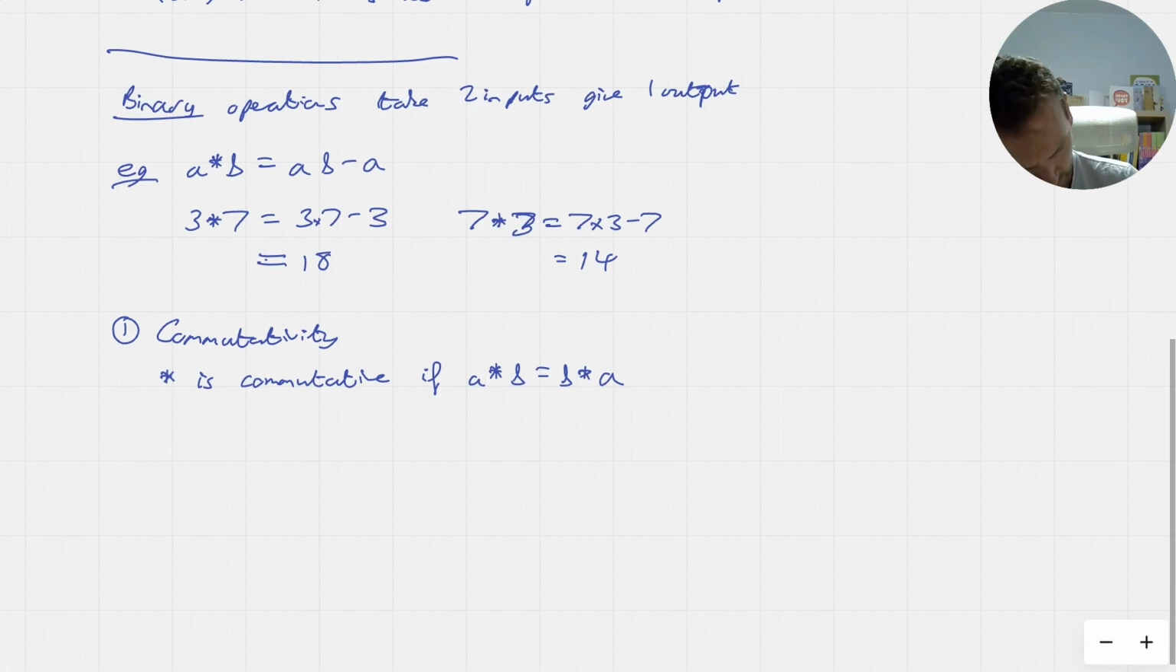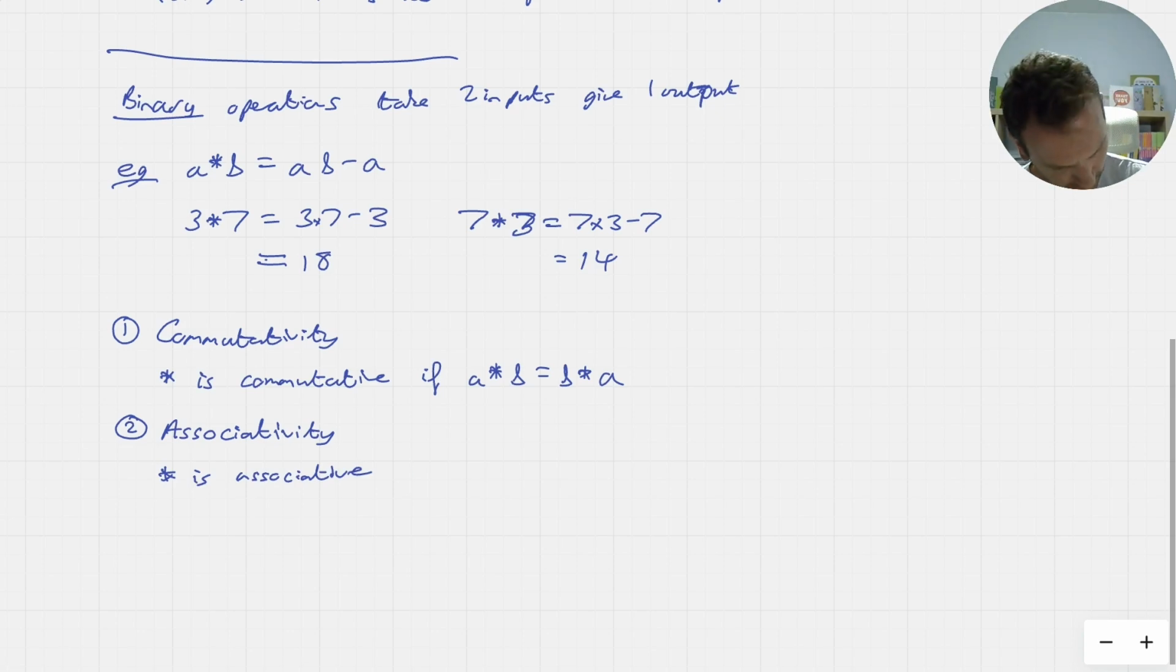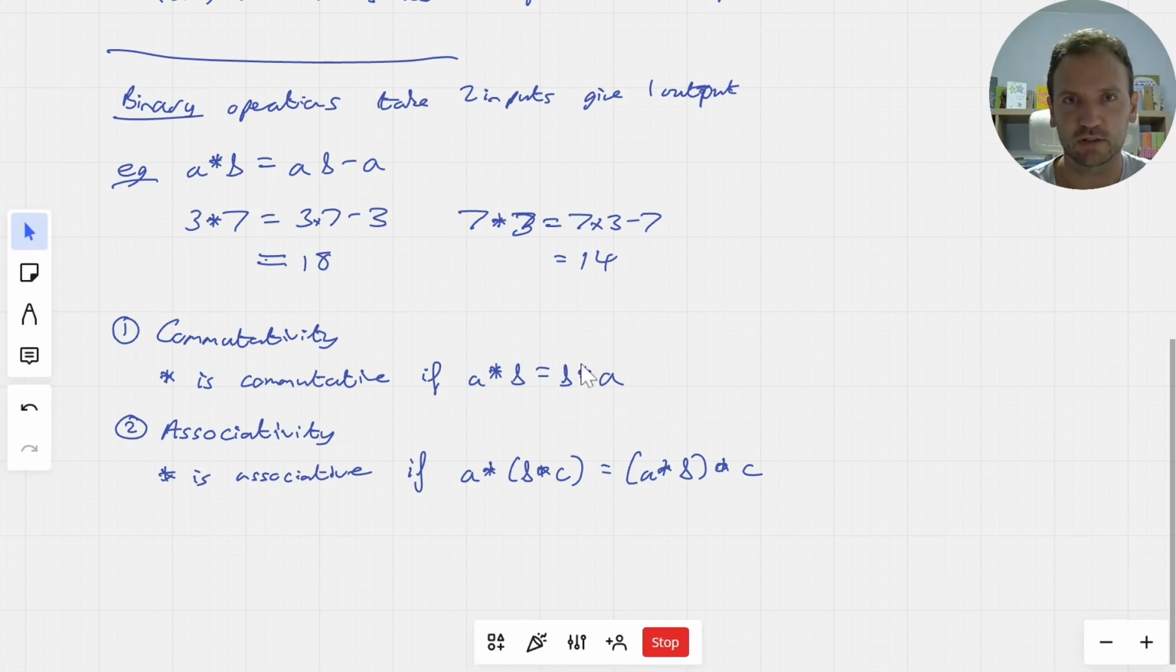The second one we're going to look at is a little bit stranger, and this is associativity. I'm just going to write this down so you know the spelling. So here I'm going to say that star is associative. And it's basically saying whether we need brackets when we're working with this, but I'll give you the full definition here algebraically. So if A star (B star C) is equal to (A star B) star C, so it doesn't matter where we put the brackets or not.